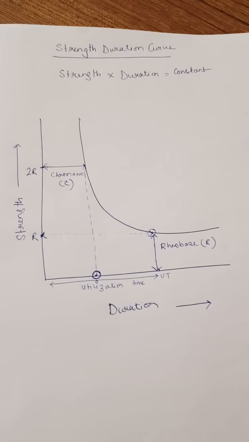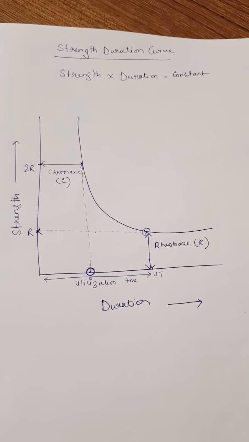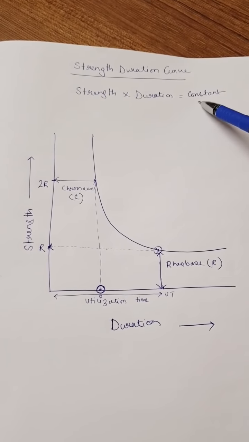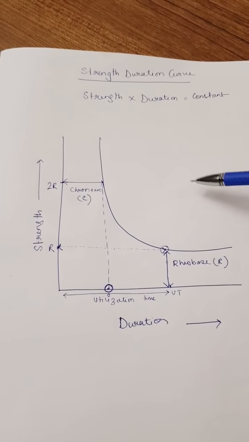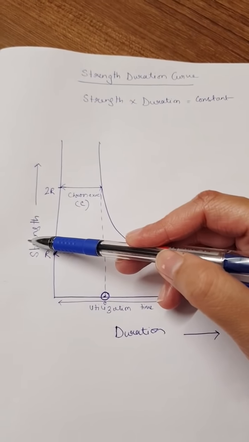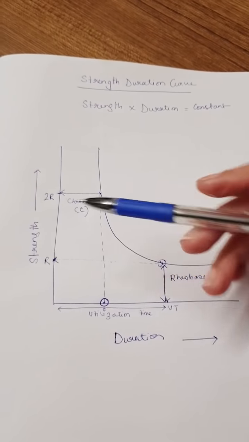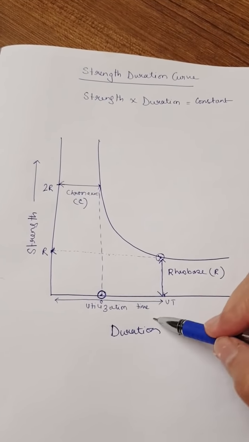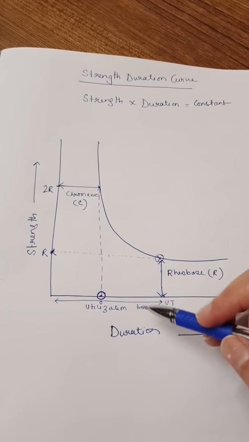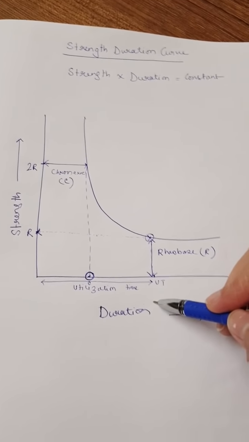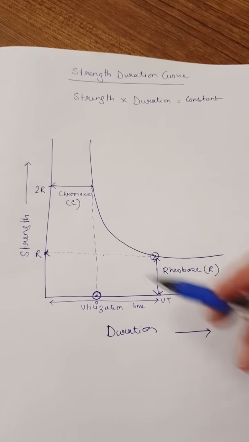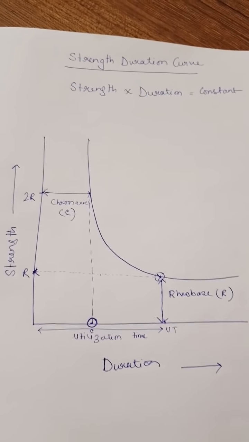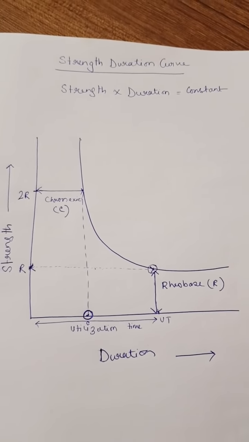Now, let's go on to the strength duration curve. This is based on the concept that strength into duration is constant. Here in this curve, we are plotting the strength of a stimulus on the y-axis and the duration, or the time required by that stimulus to excite a cell, on the x-axis. So basically, this curve is obtained by plotting the strength of different stimuli against the time required by them to excite a cell.